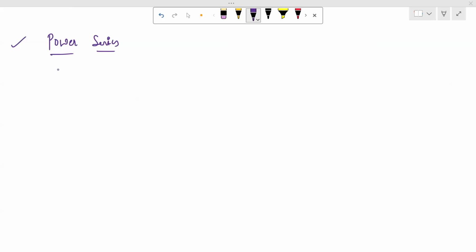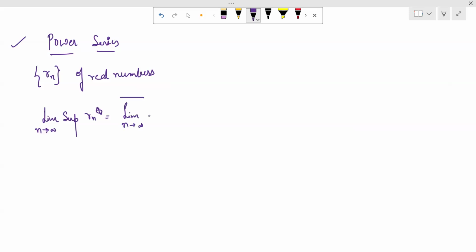So before understanding the concept of a power series, we must define the notion of limit superior and limit inferior. So what is limit superior and limit inferior? For that, we are considering a sequence Rn of, let's say, real numbers. Then limit superior, which is written this way, or sometimes people write this way, is nothing but the least upper bound. Before that, let us first consider that Rn is a bounded sequence.